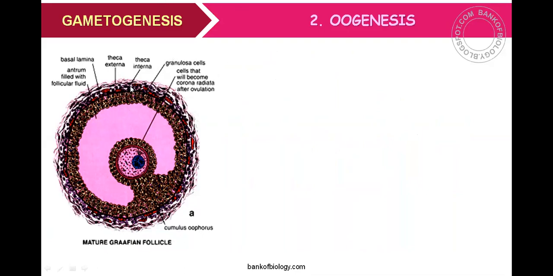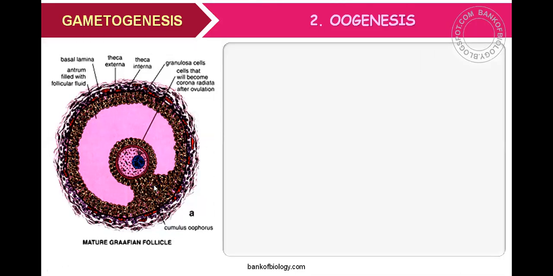Theca externa, theca interna and the granulosa cells. Then they have membrana granulosa, that secondary oocyte का outer layer, corona radiata. Then zona pellucida, perivitelline space, ये है secondary oocyte. Still it is connected with the granulosa cell. क्या बोले इसको हम? Cumulus oophorus.